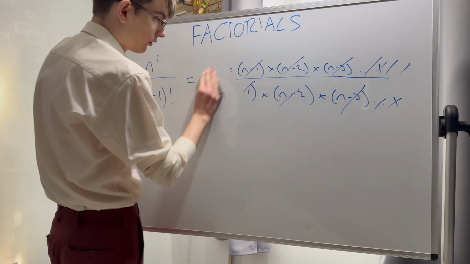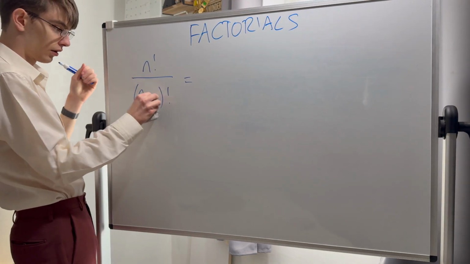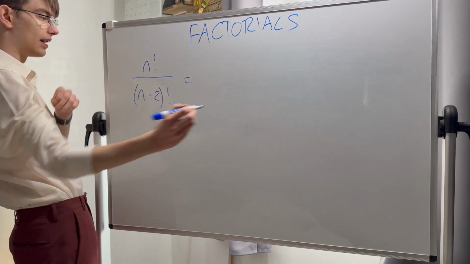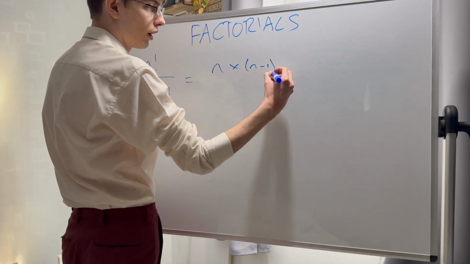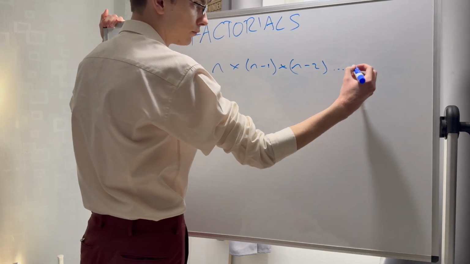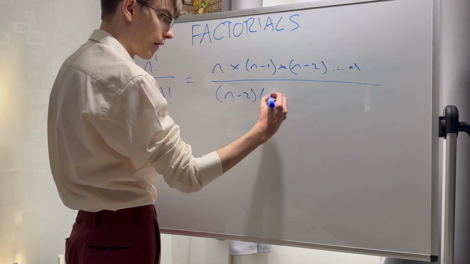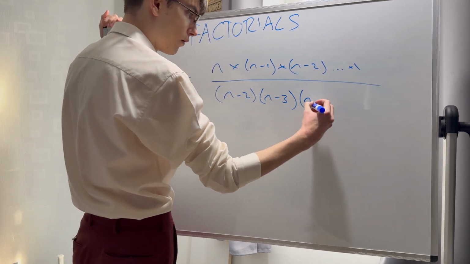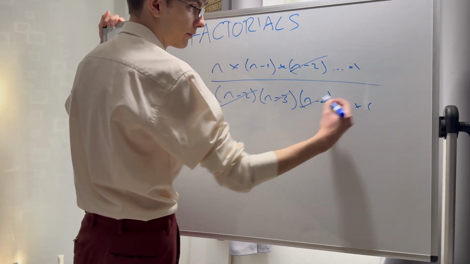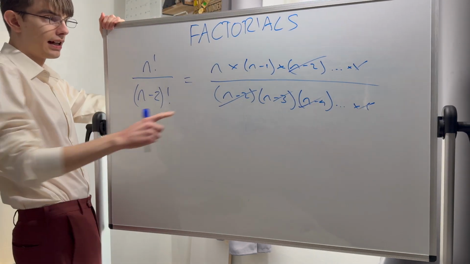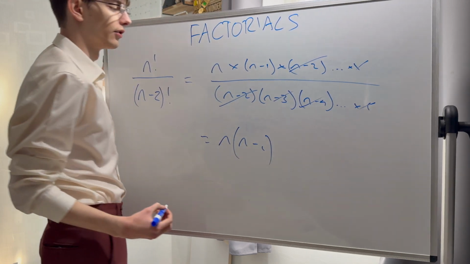If this was in a very similar vein, n factorial divided by (n minus 2) factorial, same thing. We just want to write out as many of these as possible, and then see what cancels. And in this case, everything after (n minus 2) cancels, and I'm left with n times (n minus 1).